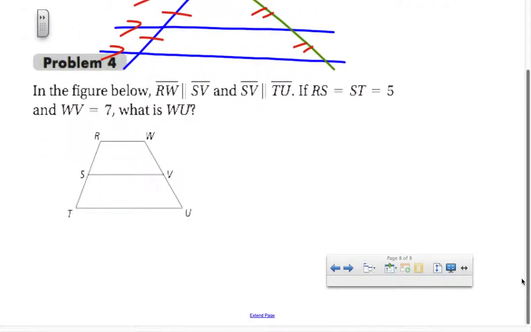So, looking at the example that's given to me, notice how it's phrased. They're telling me that RS equals ST, and that these are parallel lines. They have given me that WV is 7. They're asking me for WU. Look at it carefully. What's WU? It's 14. Okay? Very easy to jump the gun and say, oh, I know VU is 7. Well, yes, it is, but that's not what you were asked for. You were asked for WU, which is 14.